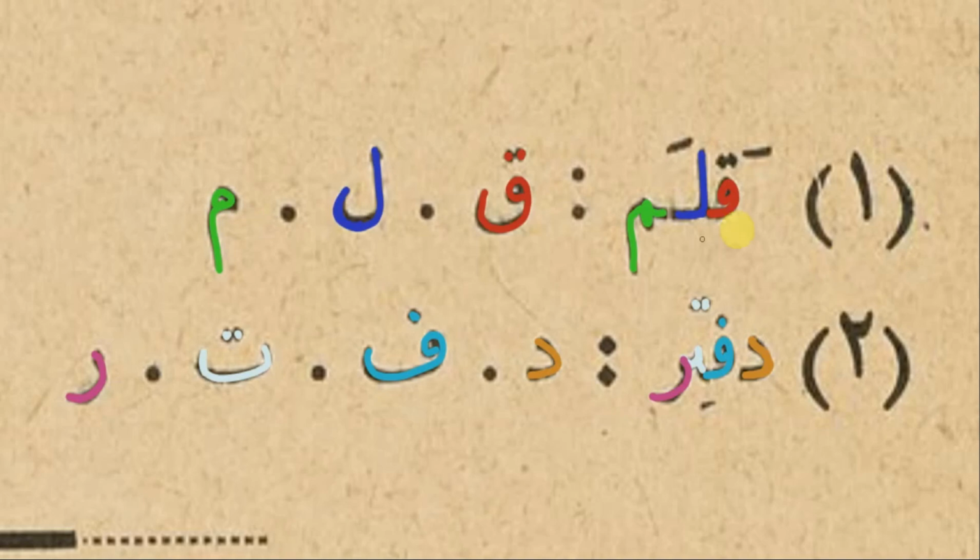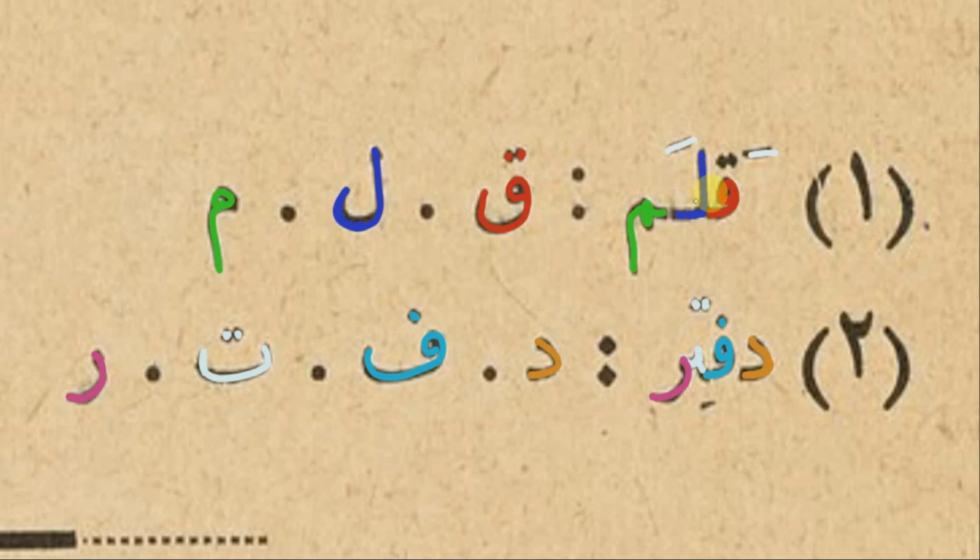Now here we have qalam. This is a word, qalam. This here is the diacritics I talked about. This qa, qala, qalam. This means pen. So that's pen.